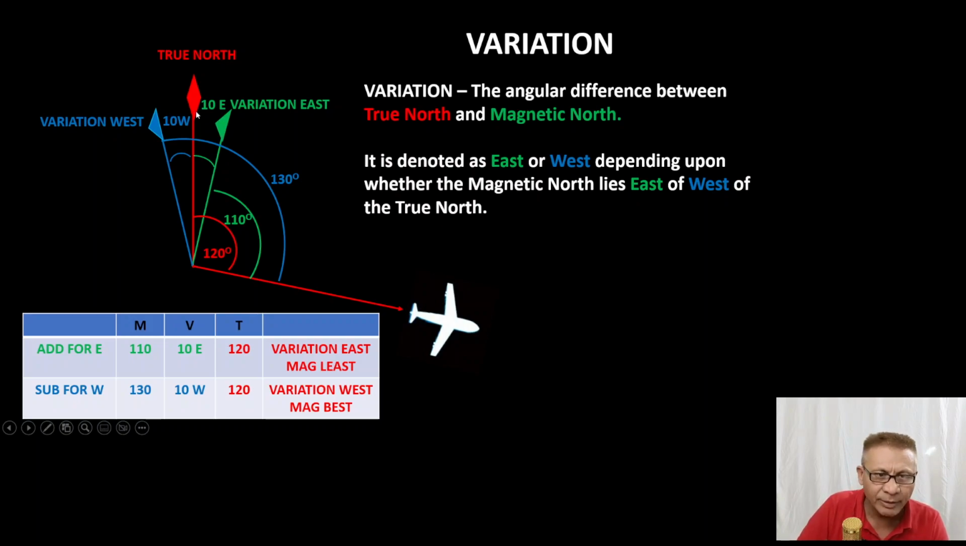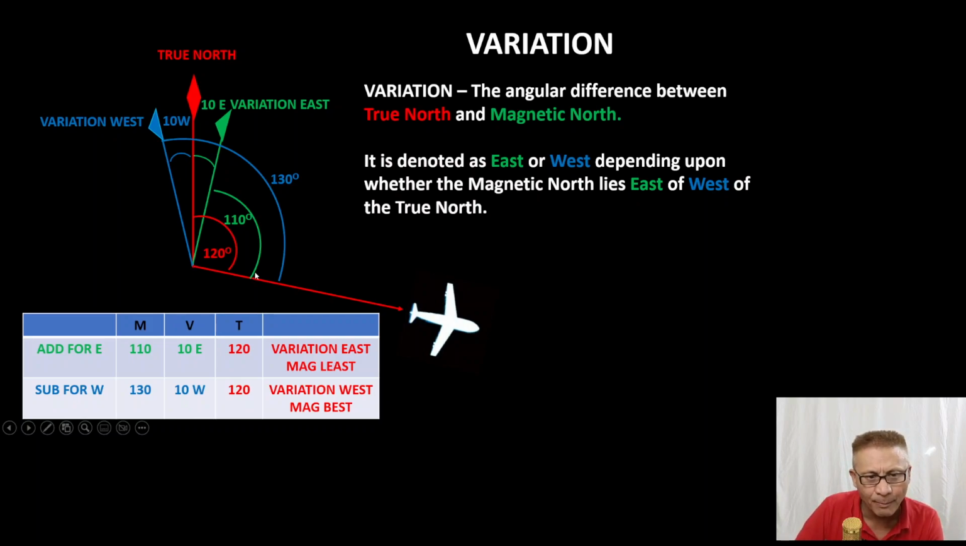It can be either way: the magnetic north can be east of the true north or west of the true north. If the magnetic north is east of the true north, we call it a variation east. And if the magnetic north is to the west of the true north, then the difference between the true north and the magnetic north, which we call the variation, will be denoted as a variation west.